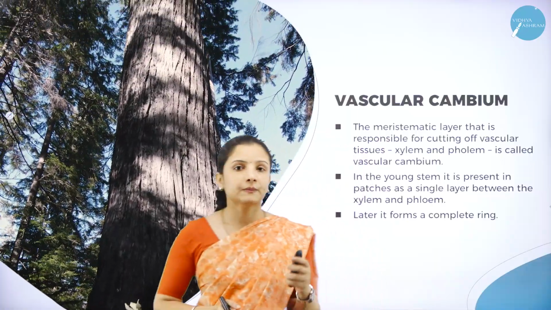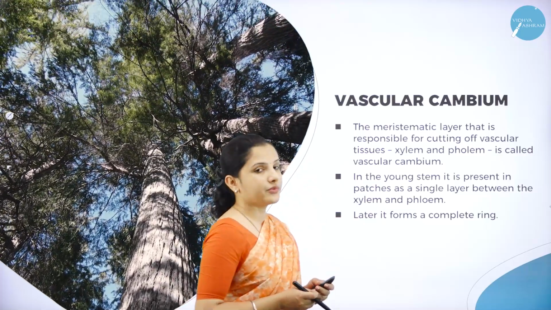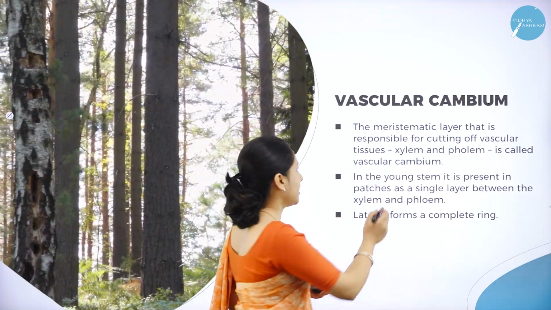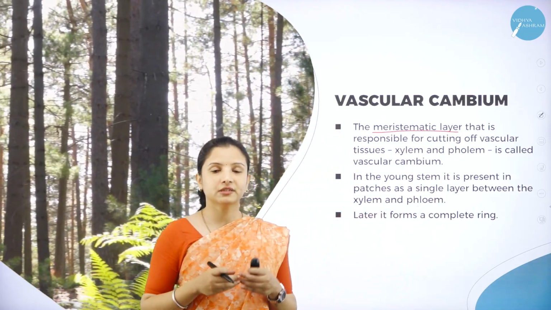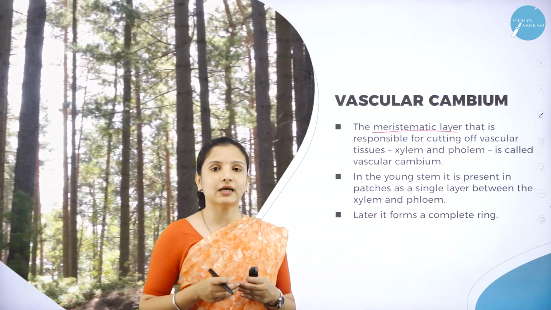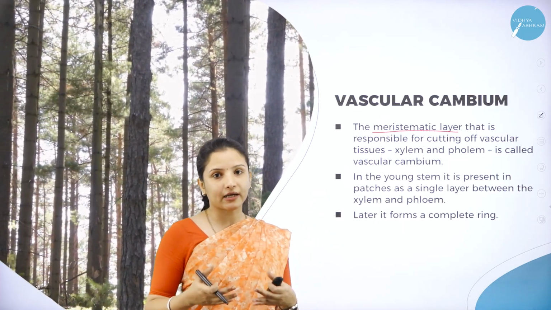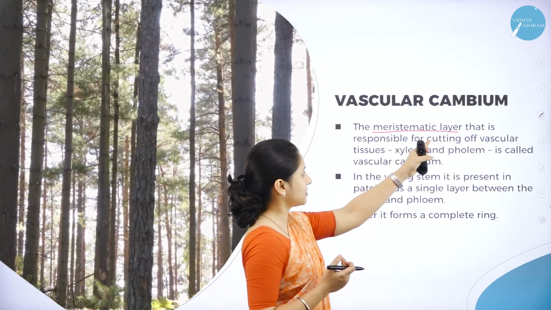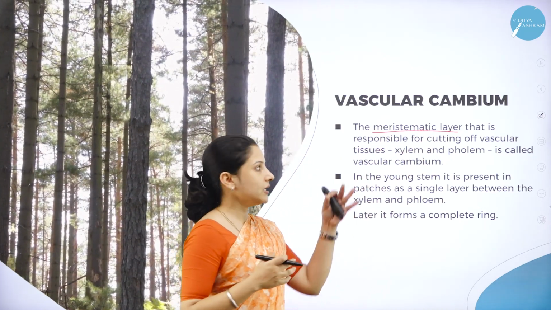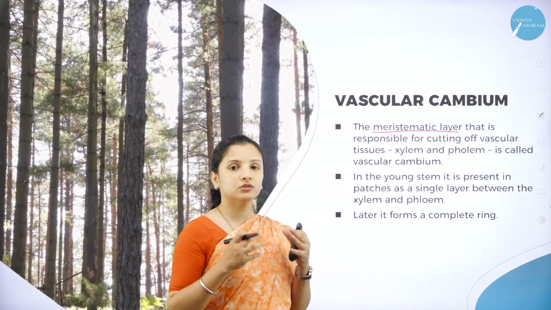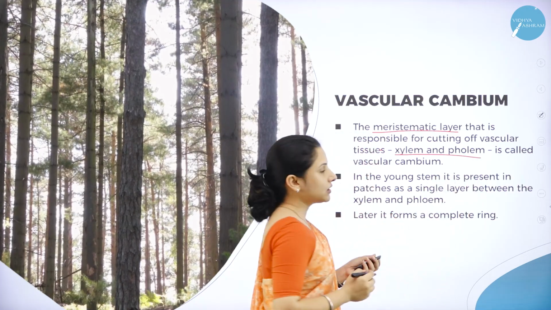So first, moving on to the vascular cambium. The vascular cambium is a meristematic layer. Why is it a meristematic layer? Because it is the layer of cells present at the lateral sides, and they are meristematic cells, that is, actively dividing cells. It is the one which actually cuts the vascular tissues, that is the xylem and the phloem. So how does it cut?